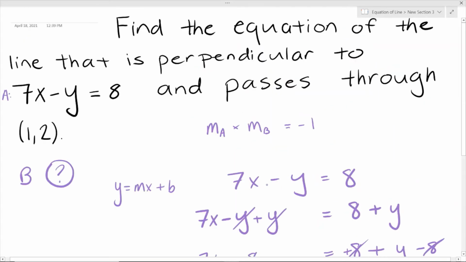We know that when two lines are perpendicular to each other, that means when two lines cross each other at a right angle, like a 90-degree angle, right?